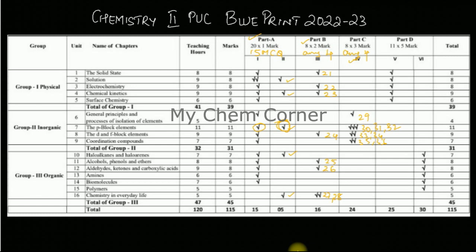Then they can ask one question on VBT. For PUC, we have only 4 VBT structures, 2 on strong ligands and 2 on weak ligands, 2 complexes for nickel, 2 complexes for cobalt. We have only these compounds for VBT. Out of this, any one VBT question can be asked for 3 marks. It will be there in the paper.